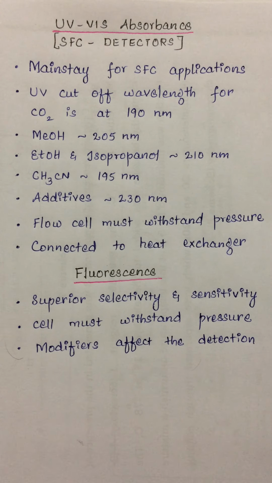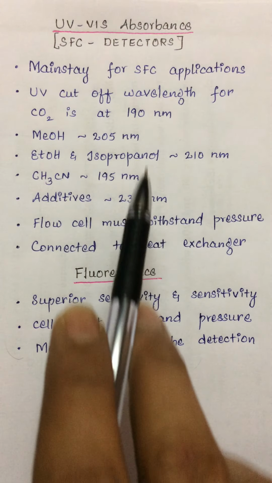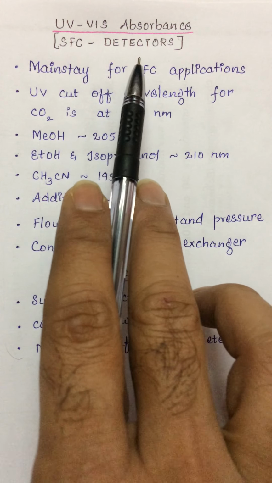Hello viewers. In my last video I discussed the characteristics of an ideal detector. In this video we'll discuss the important detectors that are being used in supercritical fluid chromatography. Let's start with the UV visible absorbance detector.